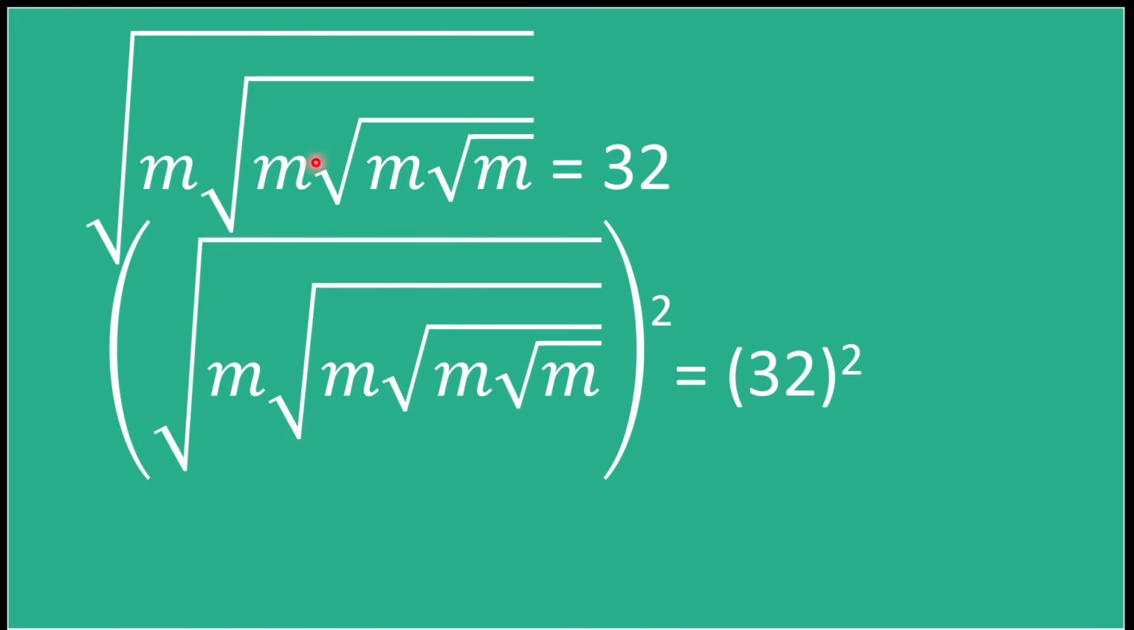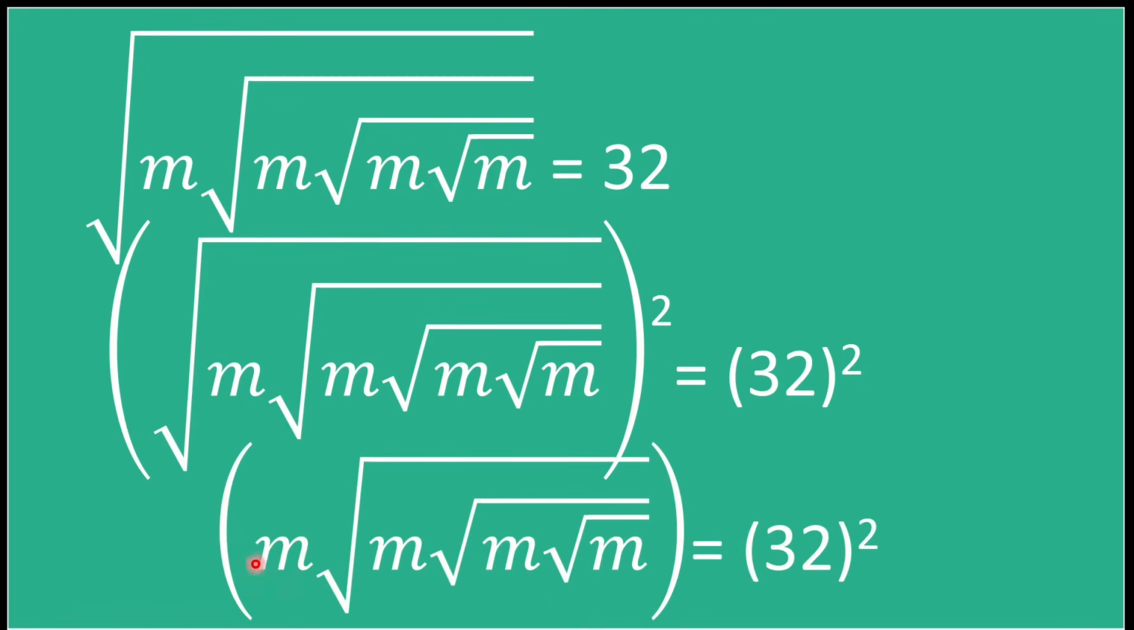So first of all we will take square on both sides of this equation. After taking square on both sides, this 32 will become 32 square, and this square will cancel this square root. So this equation will become m into square root of m into square root of m into square root of m, because this square will cancel this first square root, so m will come out of the square root.